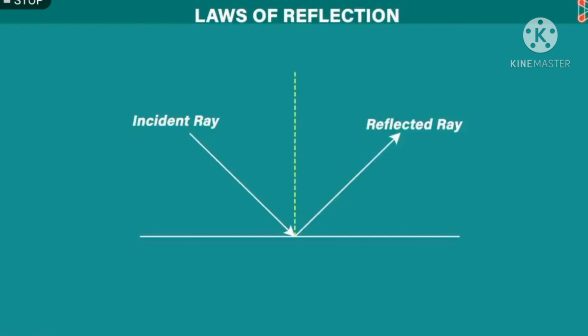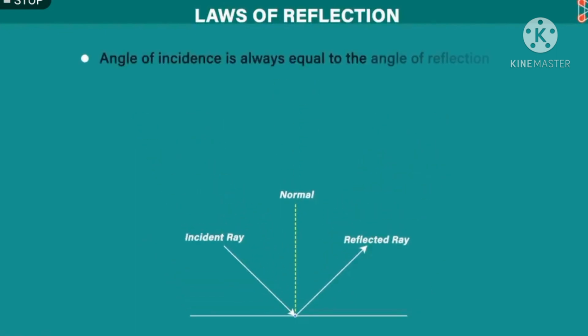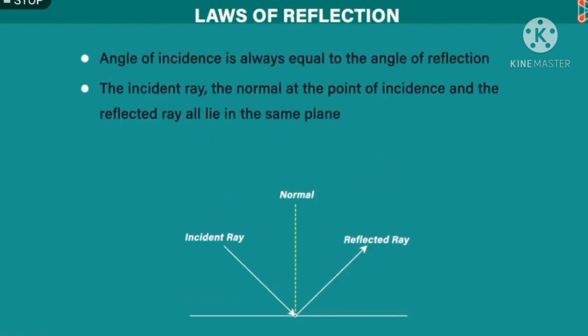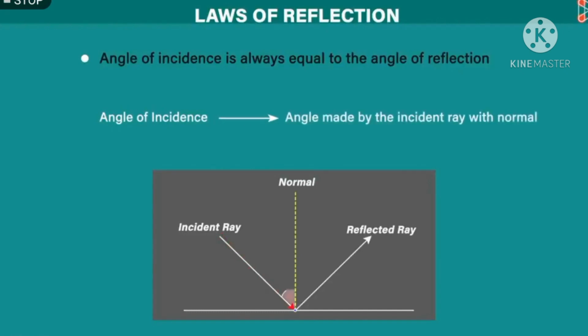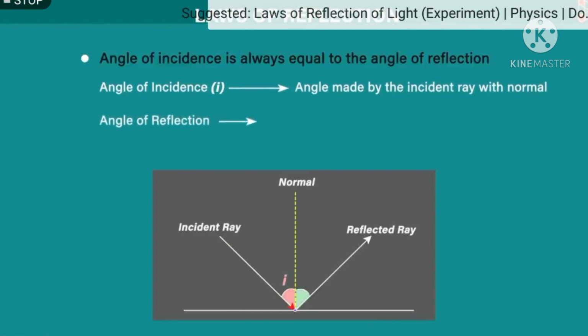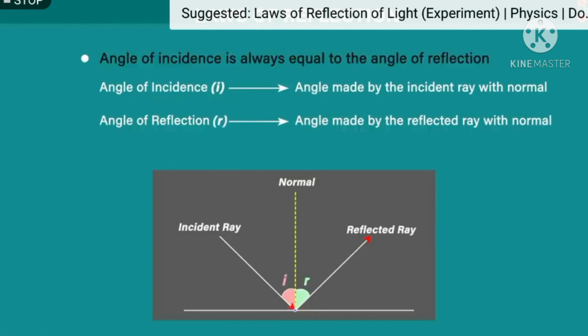Draw a perpendicular to the surface at the point of incidence. This line is also called the normal. Here are the two laws of reflection that any light ray obeys. To understand the first one, we first need to know what angle of incidence and angle of reflection are. The angle of incidence is the angle made by the incident ray with the normal. It is denoted by I. The angle of reflection is the angle made by the reflected ray with the normal. It is denoted by R.